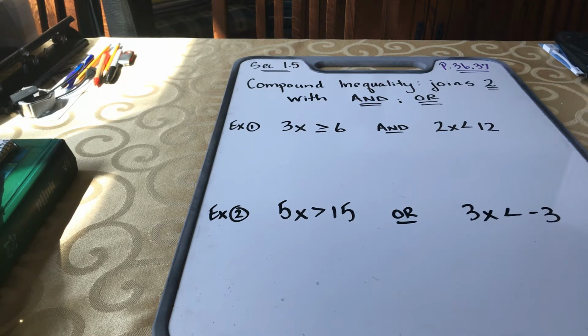This is section 1.5. Can be found in your textbook on page 36 and 37. Today you're going to solve what is called a compound inequality. So previously we learned how to solve an inequality. So a compound inequality, what that is it joins two inequalities. And you'll see the words and or, right?